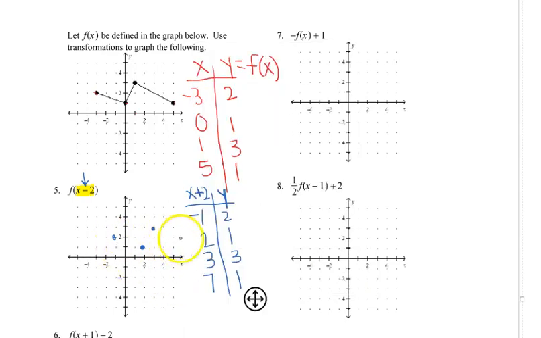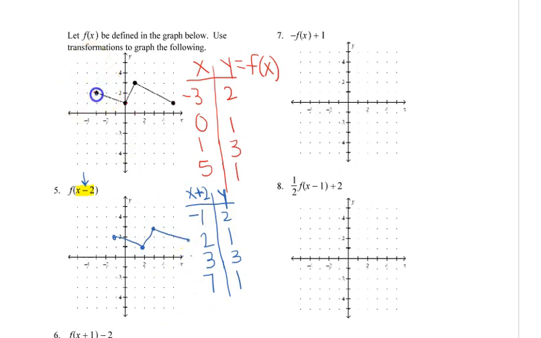Oh, why is this not working? There we go. Push too hard. So then it's going to have the same shape as this little checkmark-ish type of figure. And I have my answer.